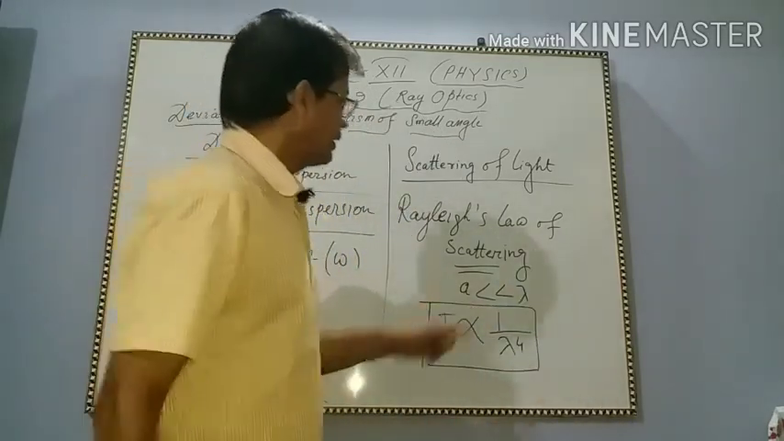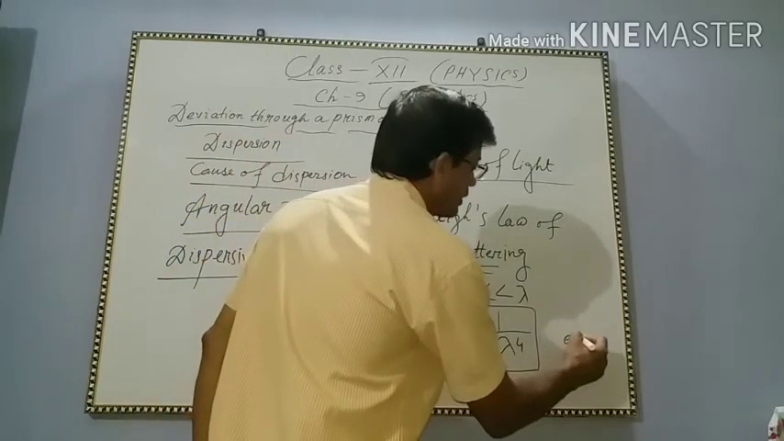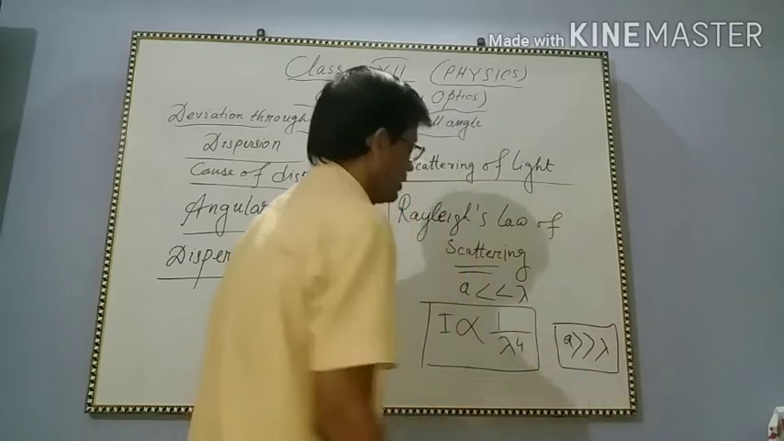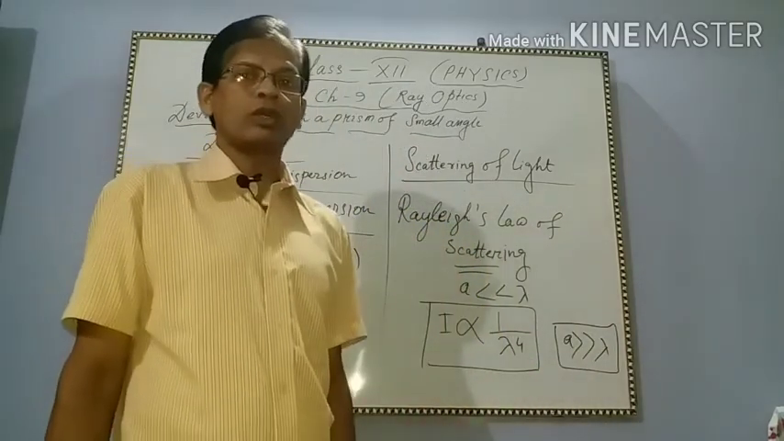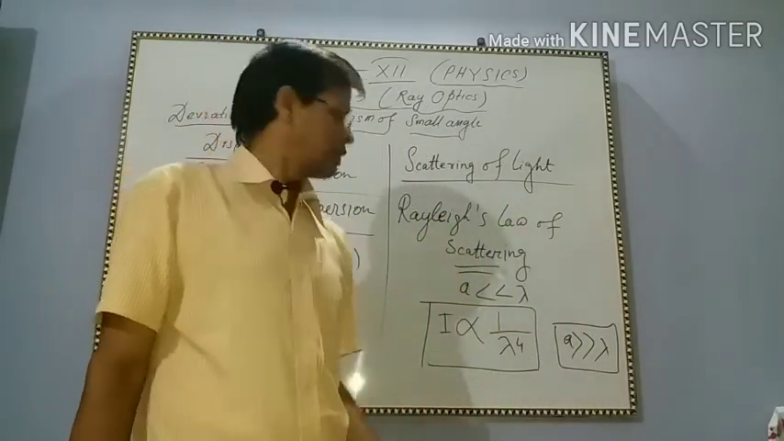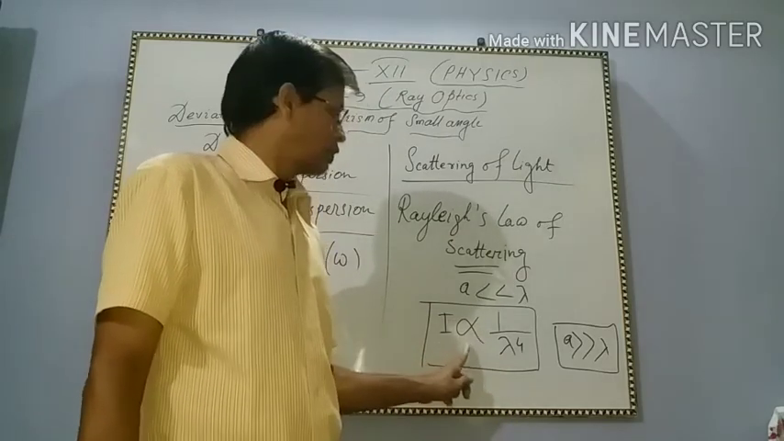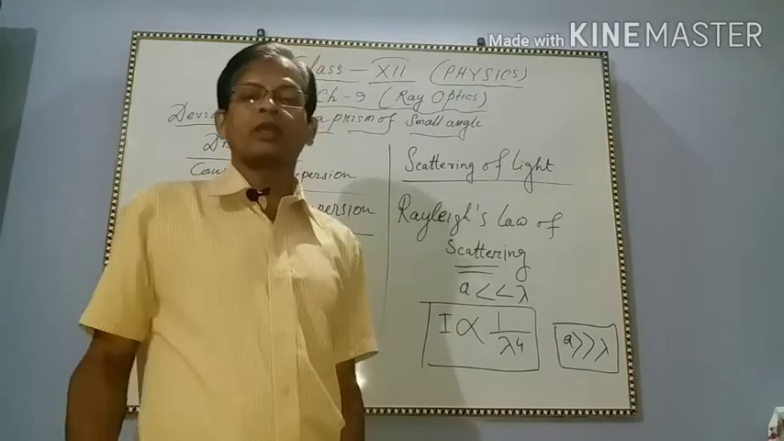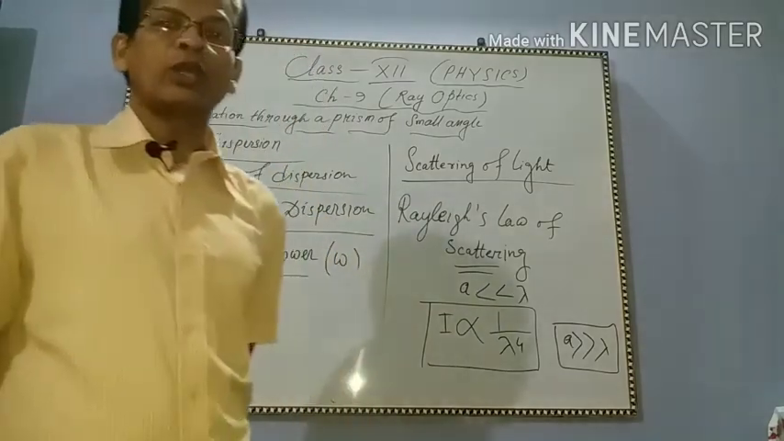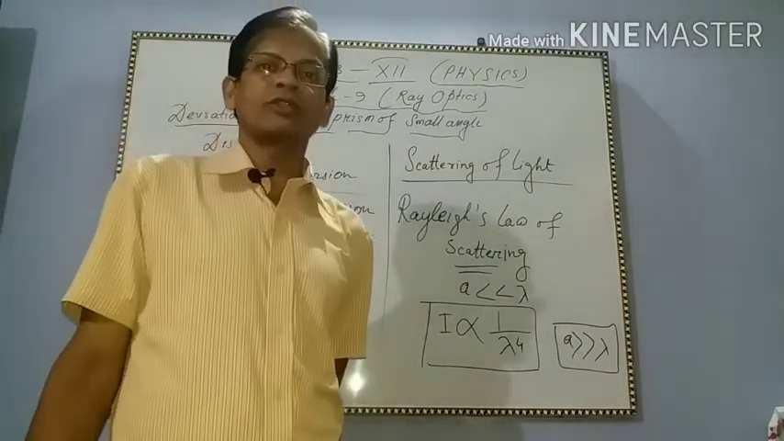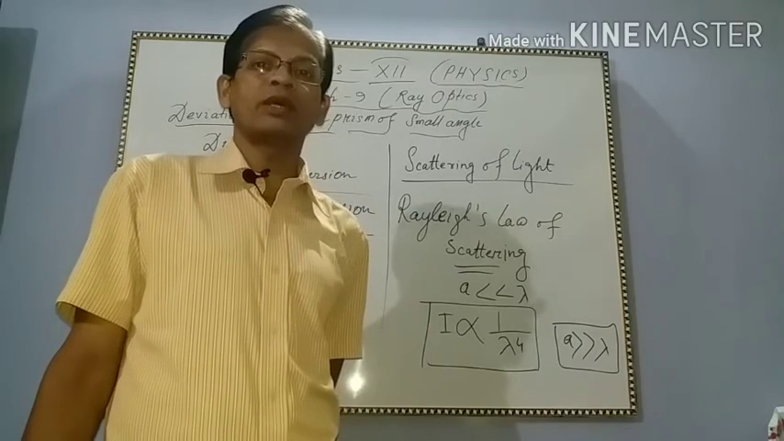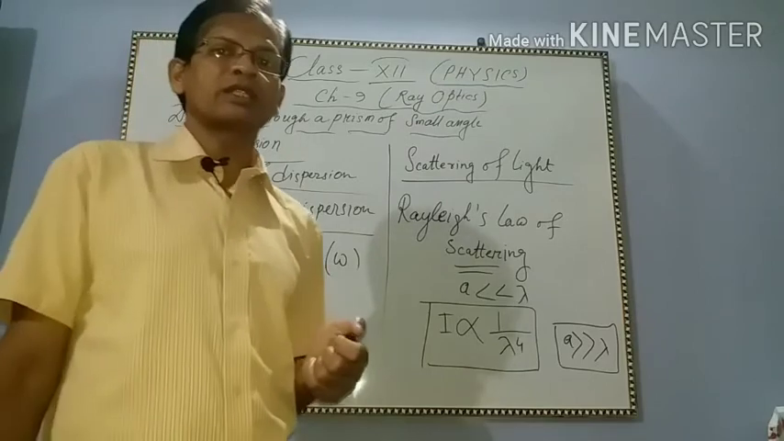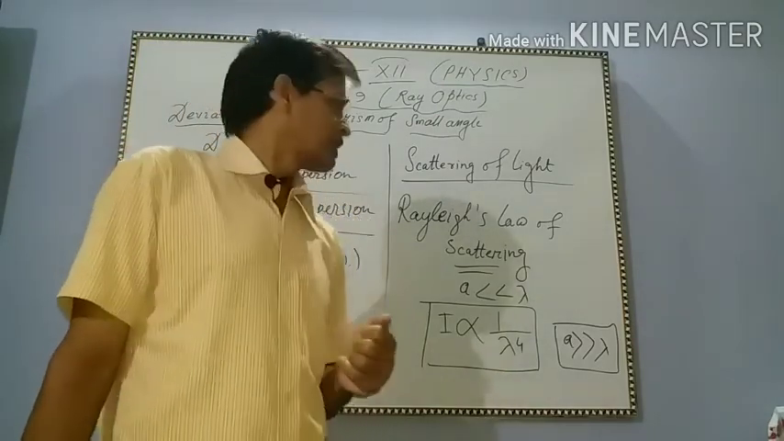If A is very much greater than lambda, then this law cannot be followed. We cannot use this formula. What is scattering? When light falls on particles whose size is very much smaller than the wavelength of light, then the light will proceed in all possible directions. This phenomenon is called the scattering of light.